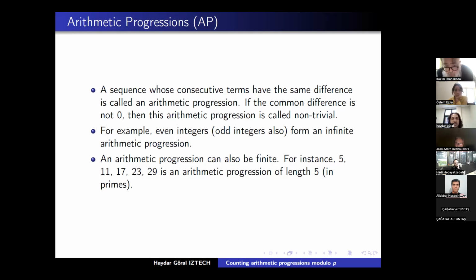For example, some infinite arithmetic progressions: even integers or odd integers. And also this sequence, for example, 5, 11, 17, 23, 29. It's a 5-term arithmetic progression in primes.